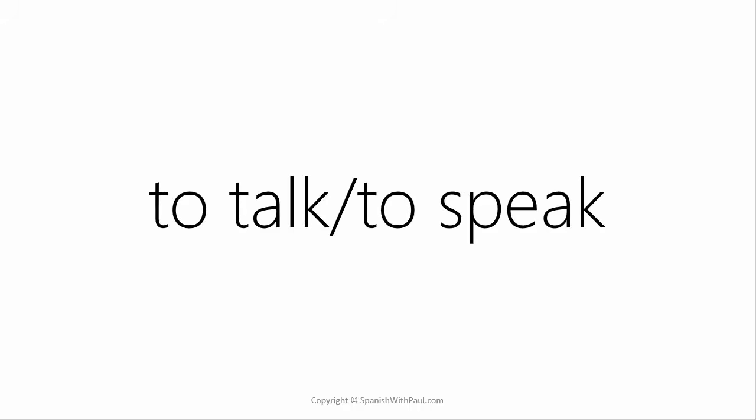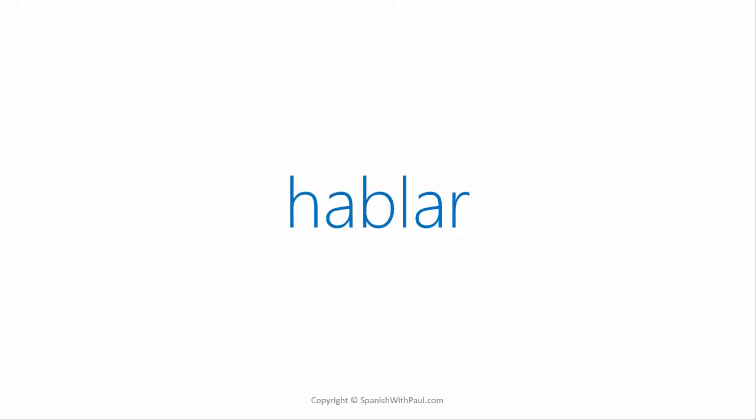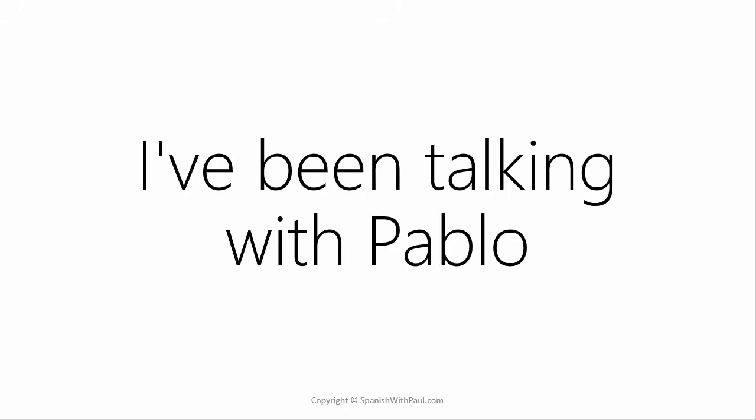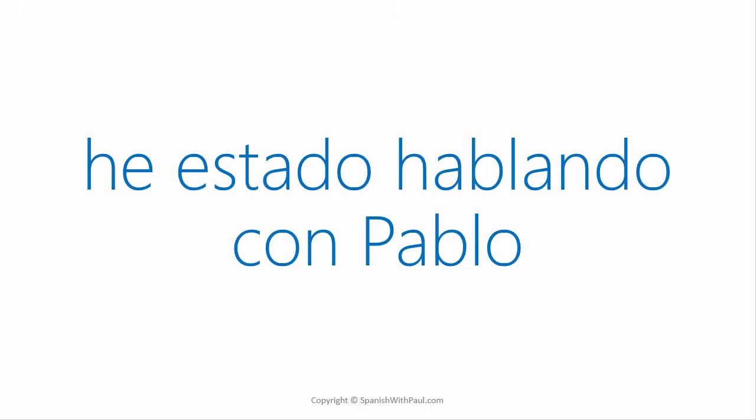Let's begin with the verb to talk or to speak. What is that in Spanish? Hablar. Now, to express talking or speaking, so here we have our ing. The sound of hablar goes to hablando. This ando sound is the Spanish equivalent of ing in English. Hablando. Let's go back to our example sentence. So we'll take, I've been talking with Pablo. This would be, he estado hablando con Pablo.